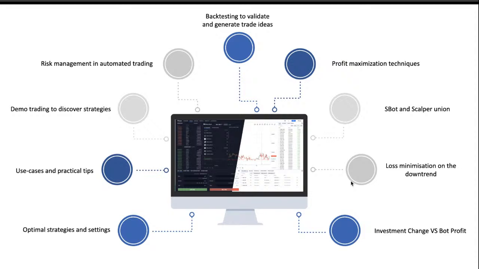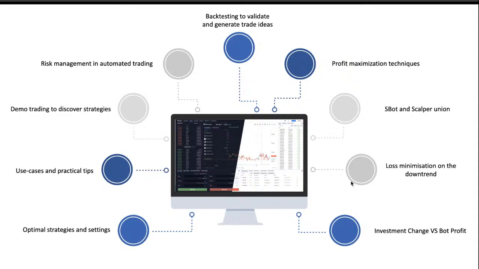Also, some new updates. The S-bot and scalper will be soon united, so there will be basically S-bot 2 and second version, and you will be able to adjust grid levels in any direction you want. Currently in Scalper, you are not able to manipulate the grid levels, but with the update you will be able to adjust them in any way you want, to have the narrow setup as you wish.